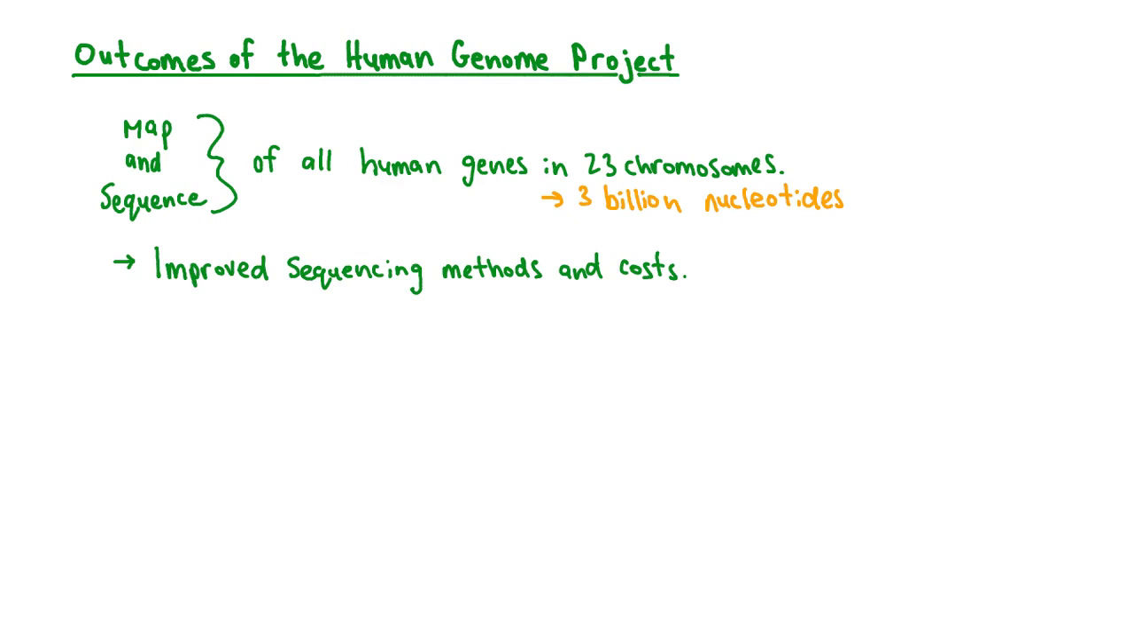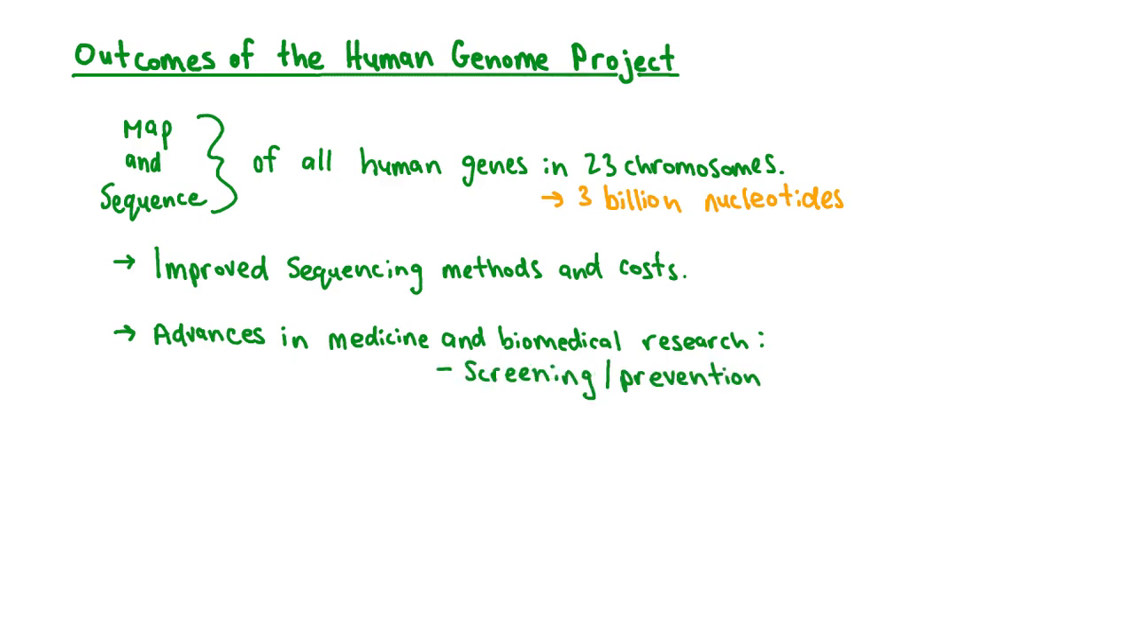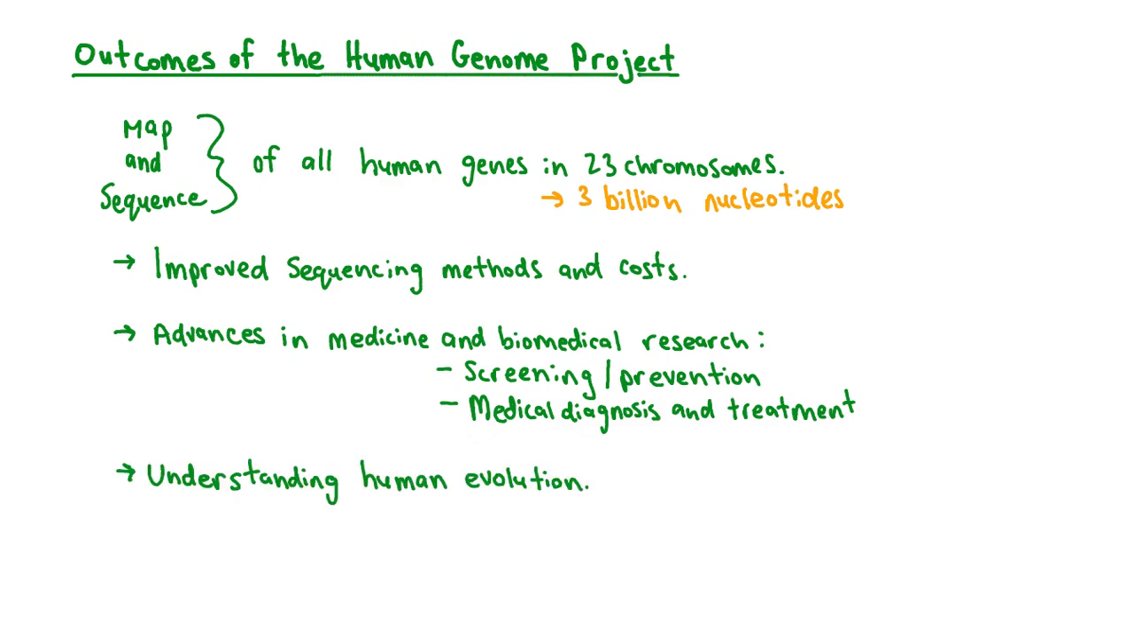First, by working on the project, scientists have improved their sequencing methods, analysis, and costs. It's now possible to sequence an entire human genome in just 1 day for a fraction of the old method costs. Second, the human genome has helped to advance many fields of medicine and biomedical research. For example, to screen genetic disorders and genes contributing to some cancers. Sequencing the genome of cells can also help doctors to make diagnoses and offer more adapted treatments. The Human Genome Project has also helped us to understand more about how our species has evolved.